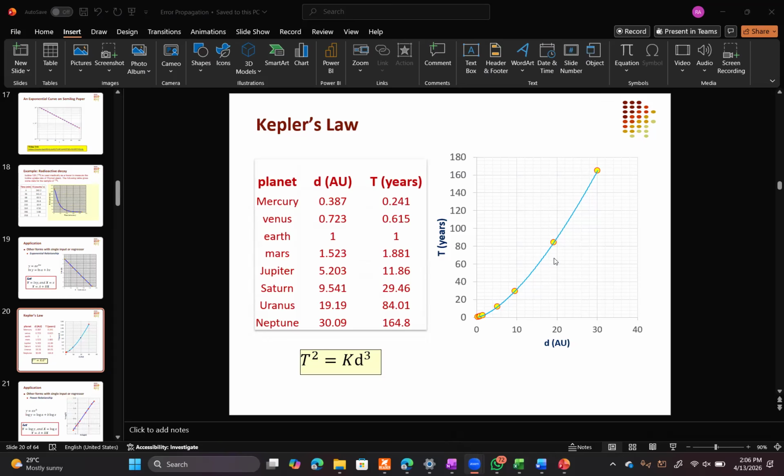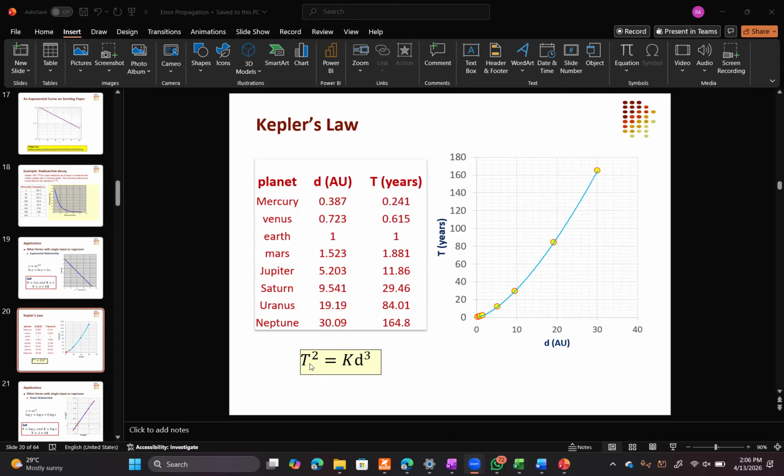Here we see the data between the planet distance and the time of revolution in years. The distance is given in astronomical units. So we have the planets Mercury, Venus, Earth, and so on to Neptune. And it is a fact, from the calculations and from the physical laws, that Kepler's law holds good.